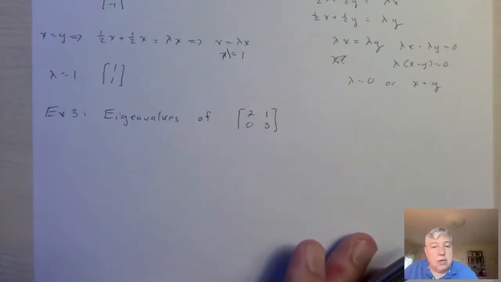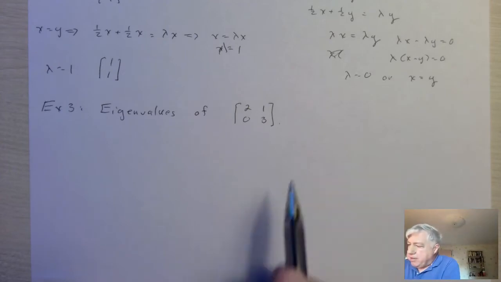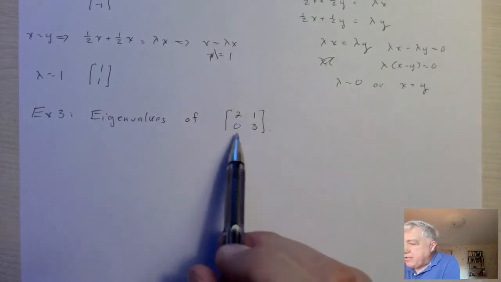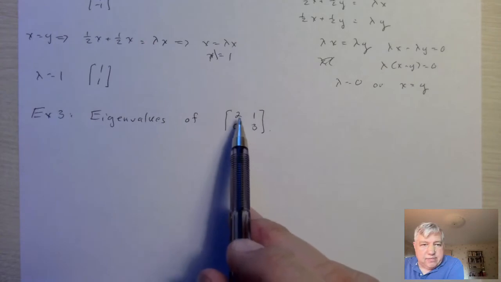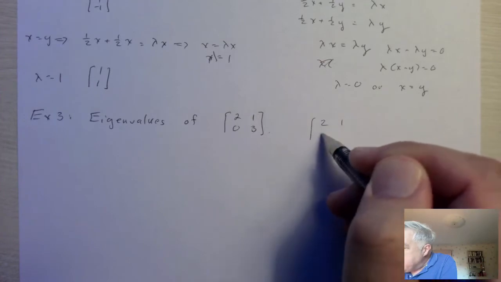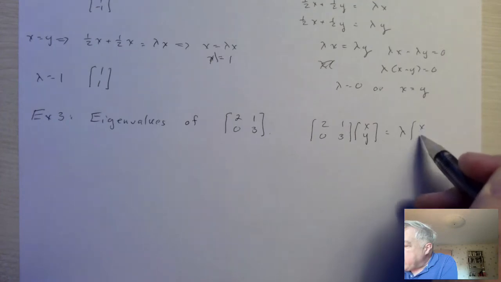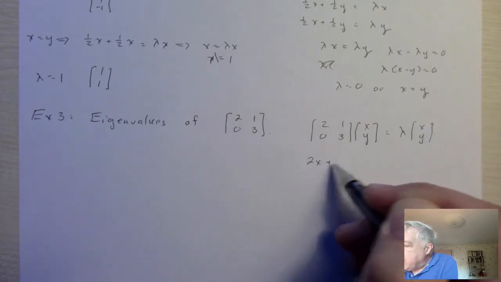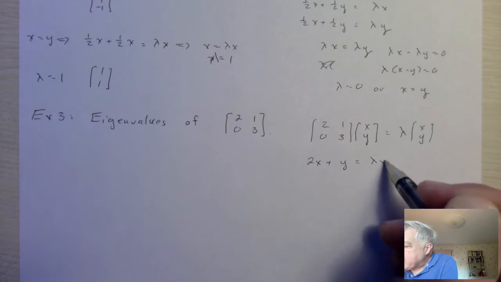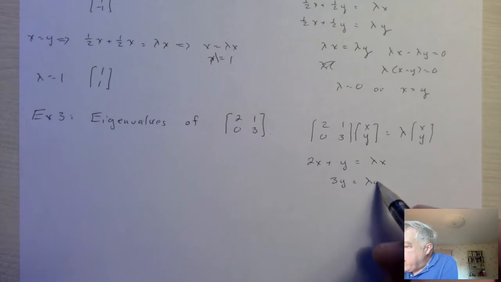Okay, let's do another example, a new matrix here, which will be a little bit more interesting. We do the same. Let's say we want to find the eigenvalues and the eigenvectors of [2, 1; 0, 3]. So [2, 1; 0, 3] times (x, y) equals lambda (x, y). So this is 2x plus 1y equals lambda x, and 0x plus 3y equals lambda y.